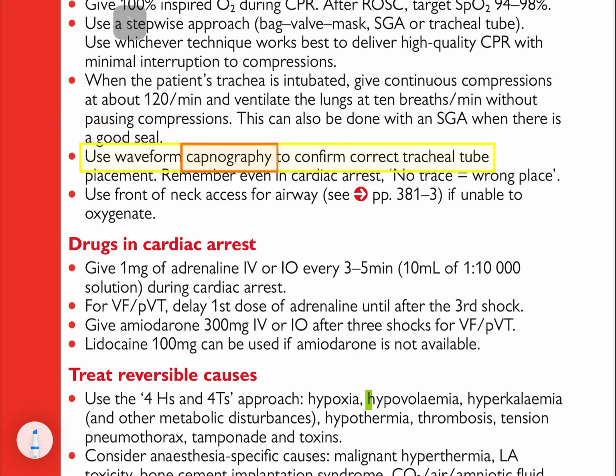Use waveform capnography to confirm correct tracheal tube placement. Remember, even in cardiac arrest, no trace equals wrong place. Use front of neck access for airway if unable to oxygenate.